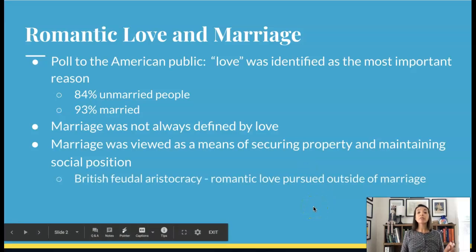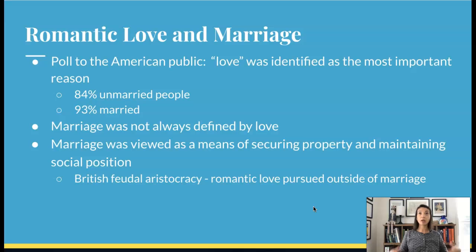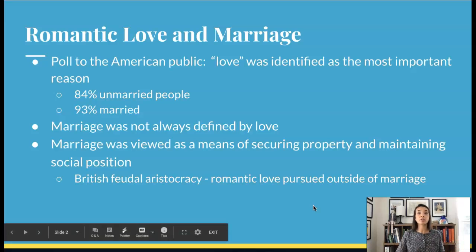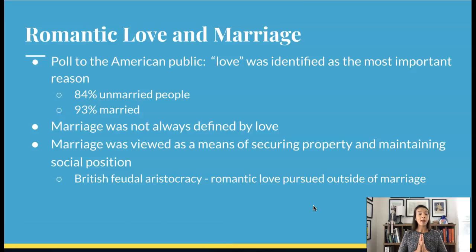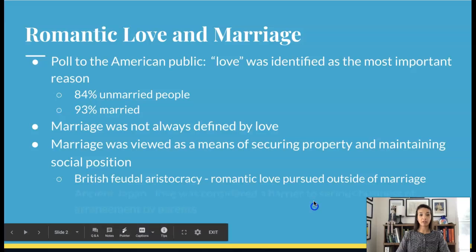Okay, so if we look at the British feudal aristocracy, so think prince, princesses, lords and ladies, romantic love was actually pursued outside of marriage. So two people might be married, but it was an arranged marriage by their families. And if they had romantic interests, people kind of looked the other way, if you will, if you pursued love outside of marriage.